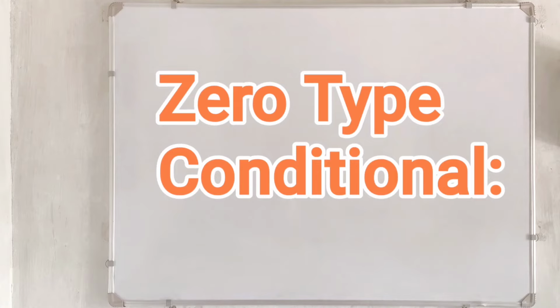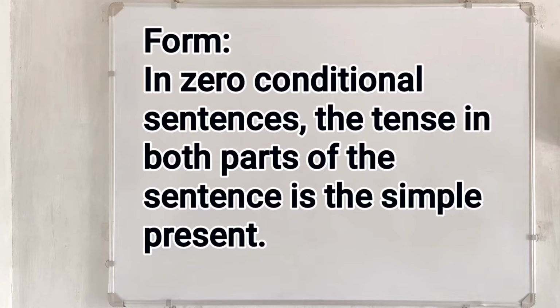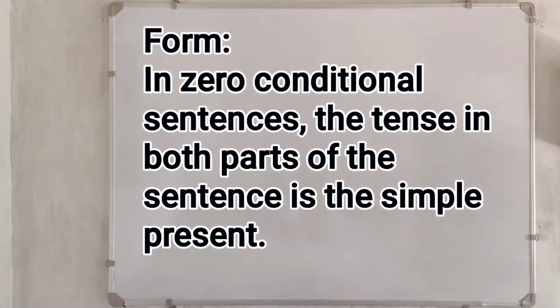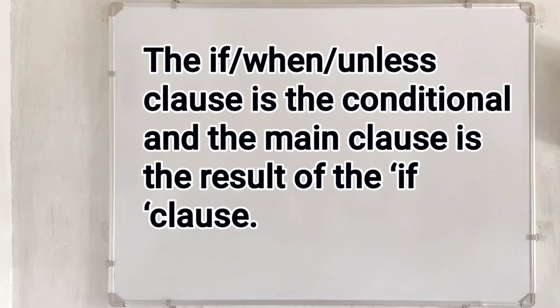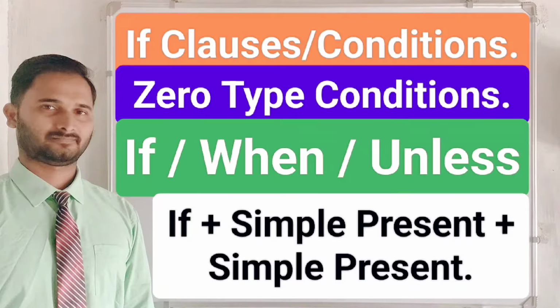Zero type conditionals. Let us see the form of it. In zero conditionals, the tense in both parts of the sentence is the simple present. There are 2 parts in zero conditional sentence: the if or when or unless clause and the main clause. The if or when or unless clause is the conditional and the main clause is the result of the if clause. Let us learn the structure of zero conditionals.